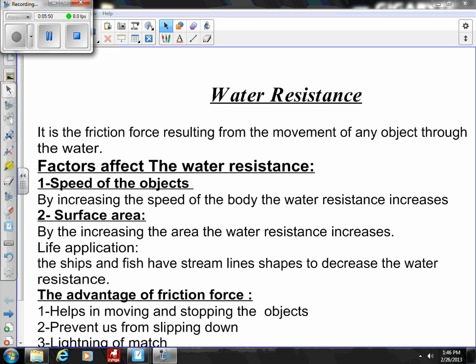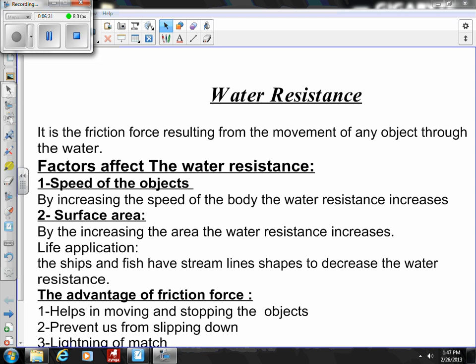Now tell me, which object has higher water resistance? An object moving at 20 kilometers per second in water, or an object moving at 30 kilometers per second in water? Of course, the object moving at 30 kilometers per second. It has higher water resistance. Higher speed, higher water resistance. Okay.